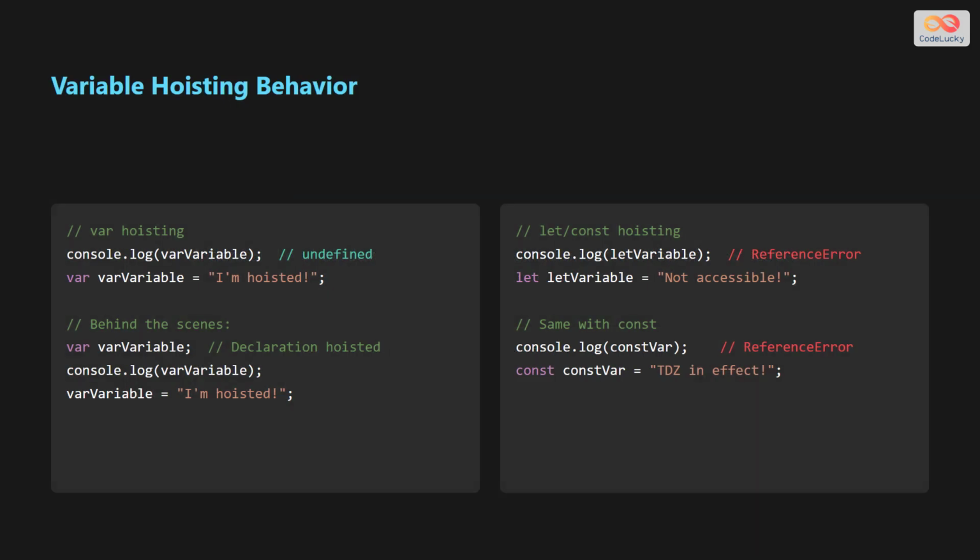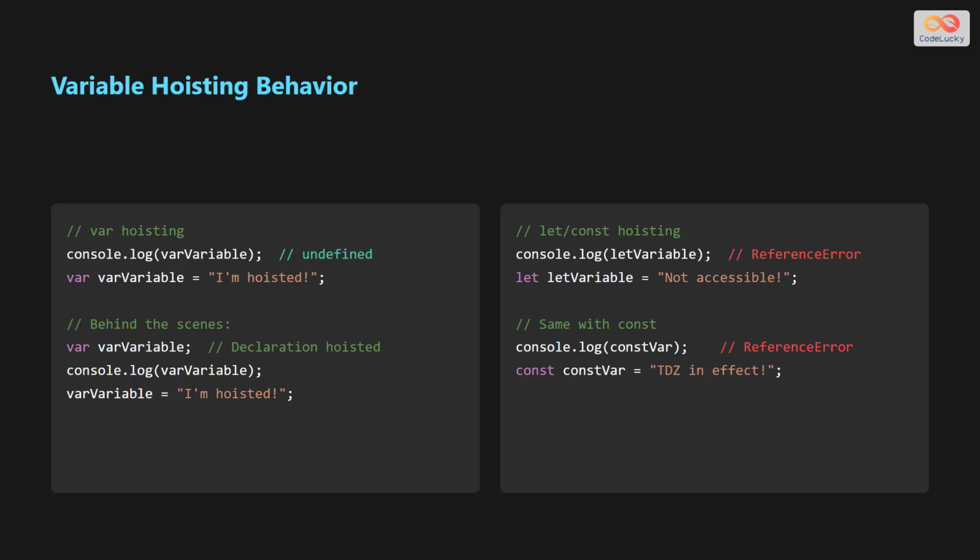Let's delve deeper into variable hoisting behavior. When using the var keyword, the variable declaration is moved to the top of its scope, but the initialization remains in place. That's why you get undefined when you try to access a var variable before its actual assignment.